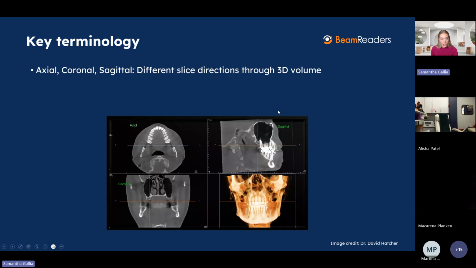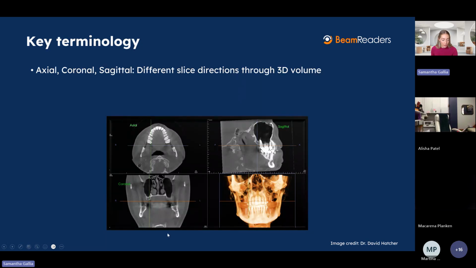And then moving on to the sagittal view, this is scrolling through the patient left to right, left to right. So this is kind of when you're looking at the side of a panoramic image. So we can see the cervical spine here. That is what we can see in that one.